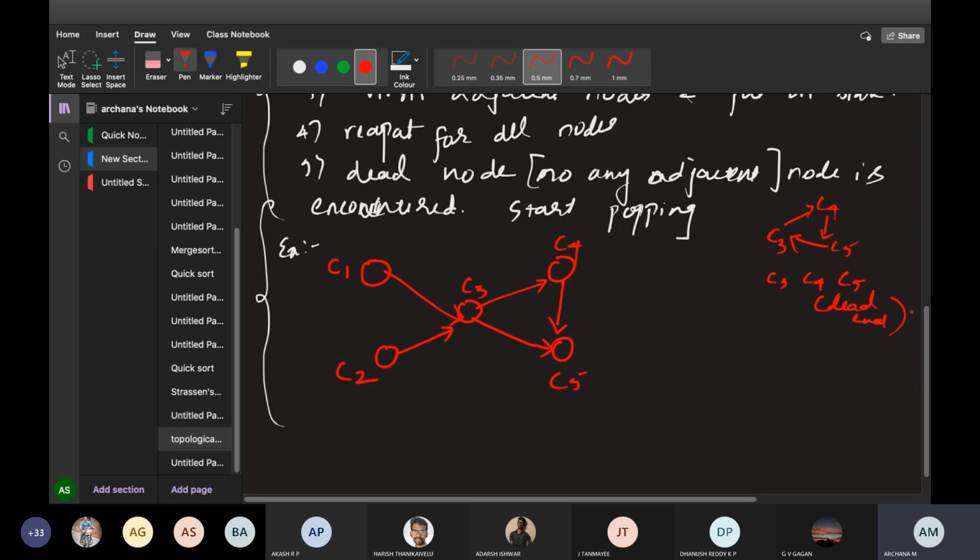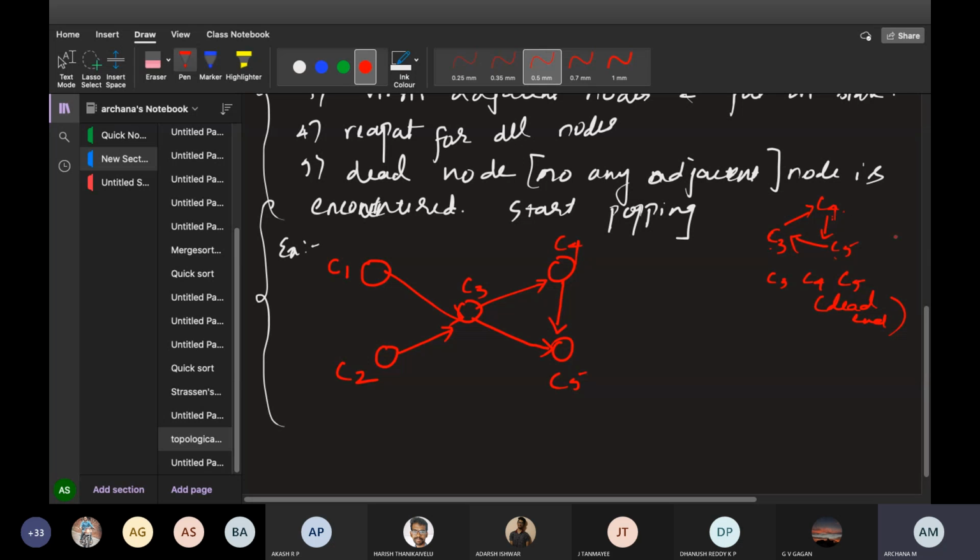Okay. Once you don't get a dead end, you cannot stop anywhere here. You will be in a cycle, and it keeps on repeating. C3 again goes to C4, again goes to C5. You cannot tell which is the first node and which is the last node, right? Here you can start from C5 also. You can start from C3 also. You can start from C4 also, right? You can start from wherever you want, and there is no ending point for this.